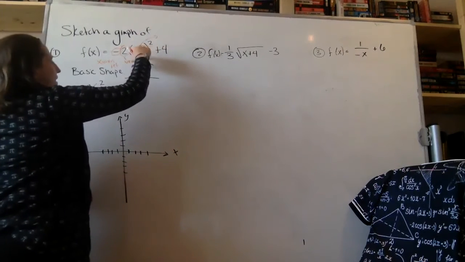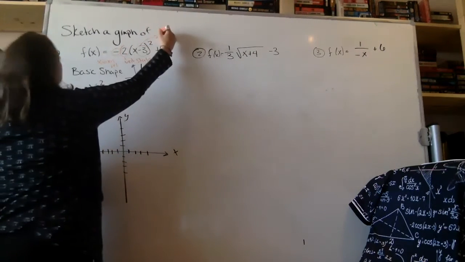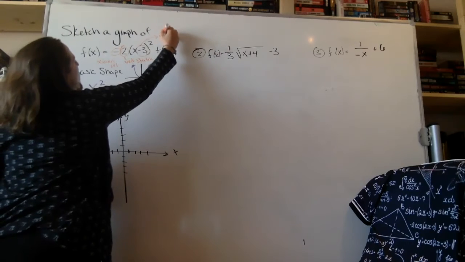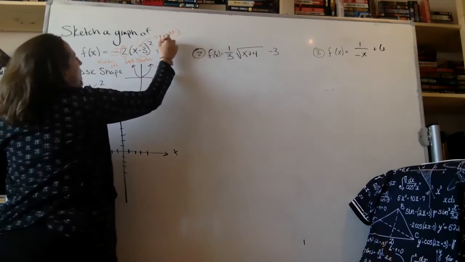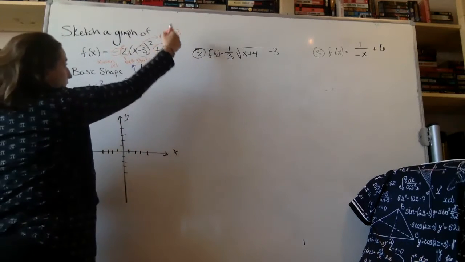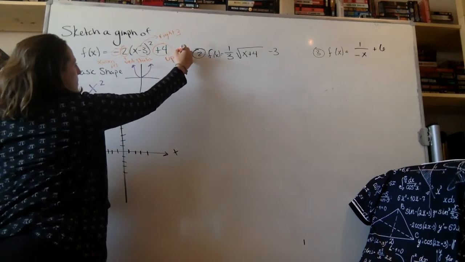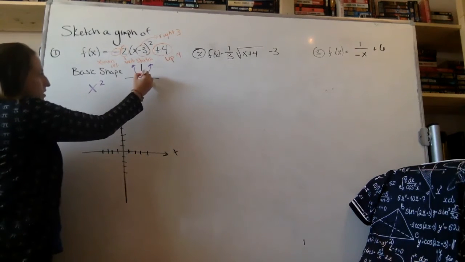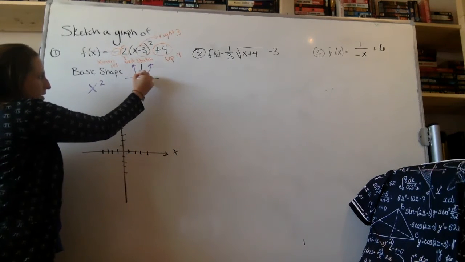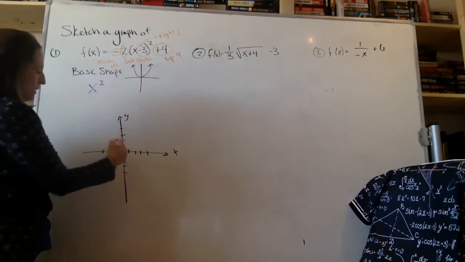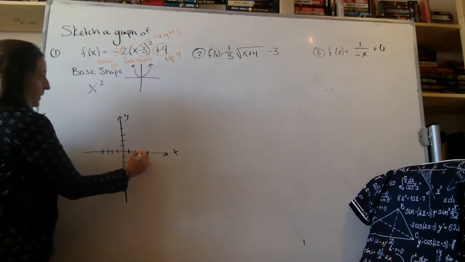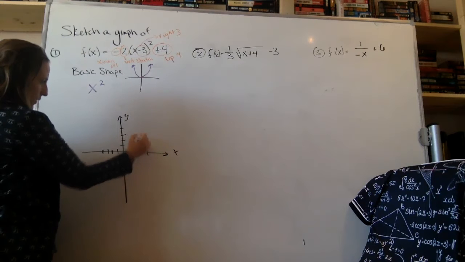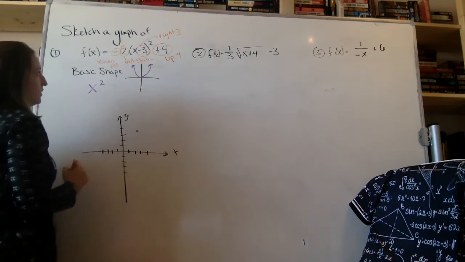A minus 3 inside with the x, that's a horizontal shift, right 3. And a plus 4 outside is a vertical shift, so that's up 4. Okay, let's see if we can apply all of those things. We're going to take this basic shape. This has a vertex, or kind of starting point, right here at 0, 0. We're going to shift it right 3, 1, 2, 3, and up 4, 1, 2, 3, 4. So there's our new vertex.